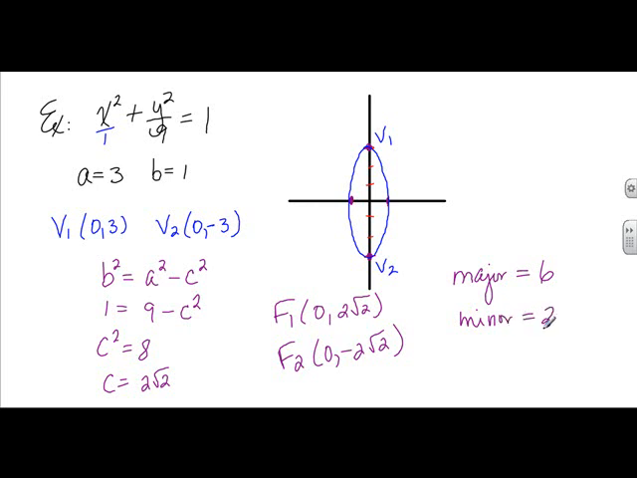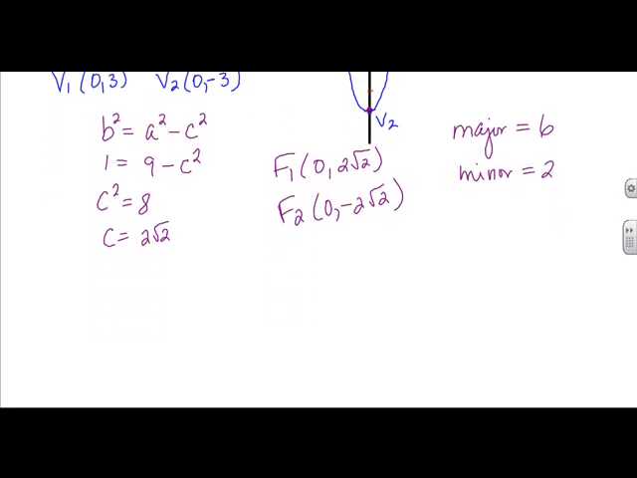All right. You've also got to be able to go the other way. If I give you some information about an ellipse, you need to be able to write the equation. So we have an ellipse that has vertices at plus and minus 6, 0, and foci at plus and minus 4, 0. So I can start to sketch this.